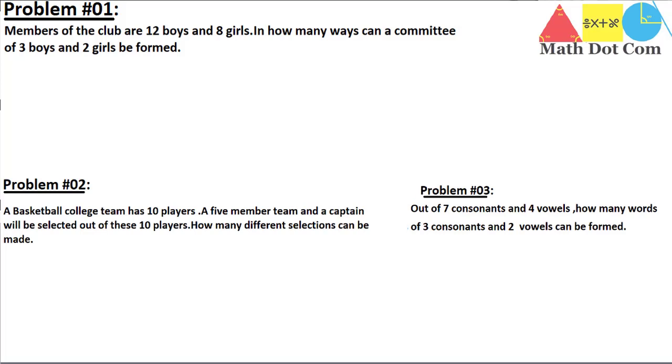So we have to use the formula of combination and find the ways in which the committee of 3 boys and 2 girls can be formed. For this purpose, we will start solving the problem by writing boys on one side and girls on the other. As it is given in the question, there are total 12 boys, and we have to make a committee of 3 boys out of 12.